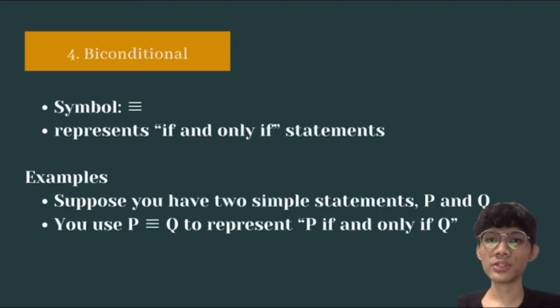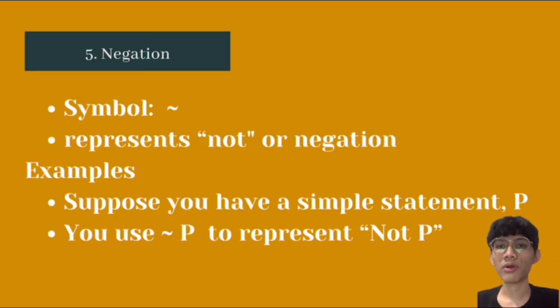So the next type is called a biconditional. It uses the symbol called the triple bar, and it represents if and only if statements. For example, suppose you have two simple statements P and Q. Just like the conditional, you use P triple bar Q to represent P if and only if Q. The next is called negation.